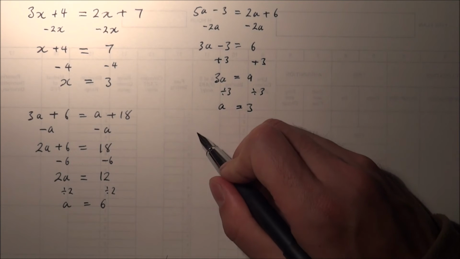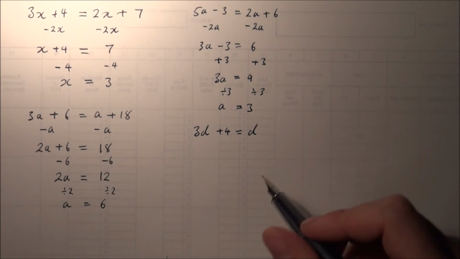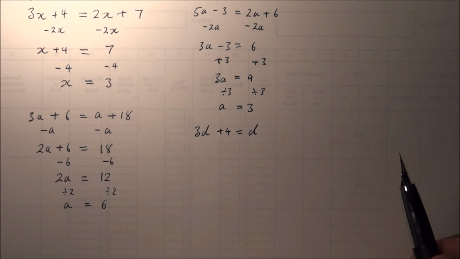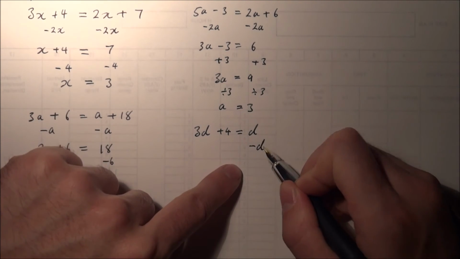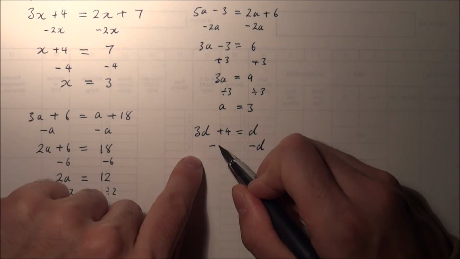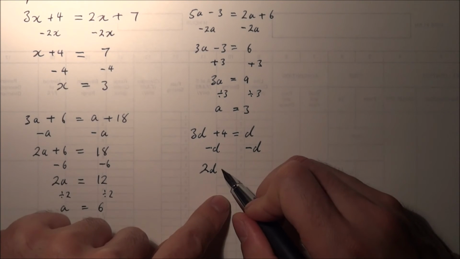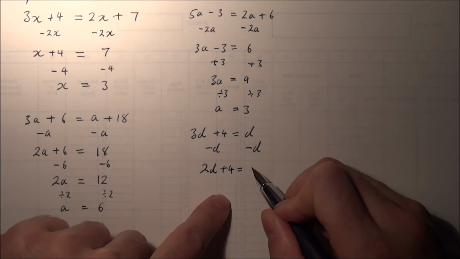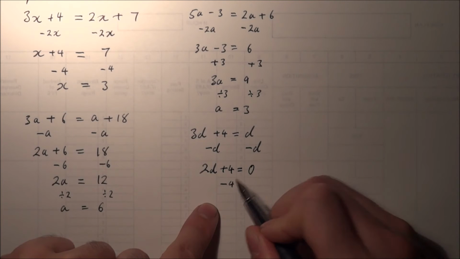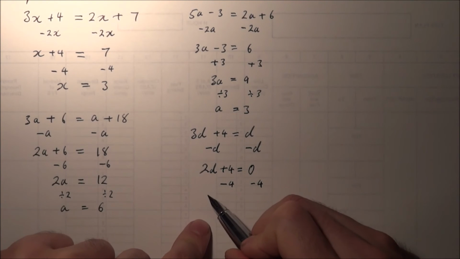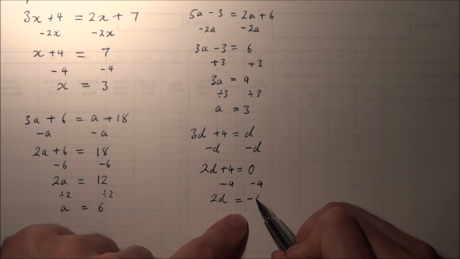Similarly, if we look at something like this, 3d + 4 = d. Here, once again, we have to move all of the d's to one side. So we cancel out this d by subtracting d, which means we have to do the same to the other side as well. So 3d - d, we end up with 2d + 4 equals d - d, which is 0. We end up with 4 here, so we have to cancel out by minus 4, minus 4. We end up with 2d = 0 - 4, of course, which equals negative 4.